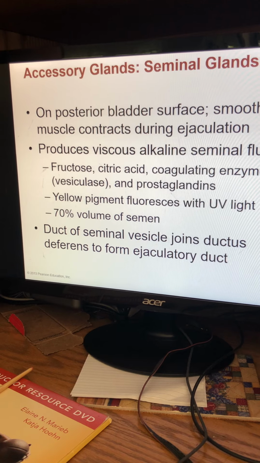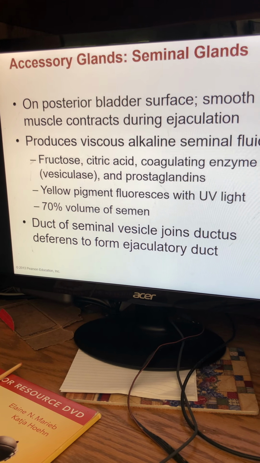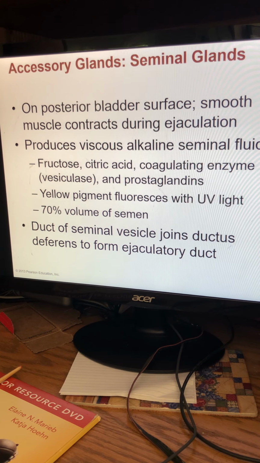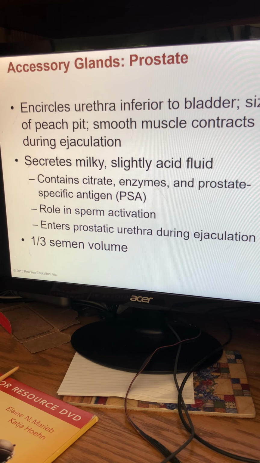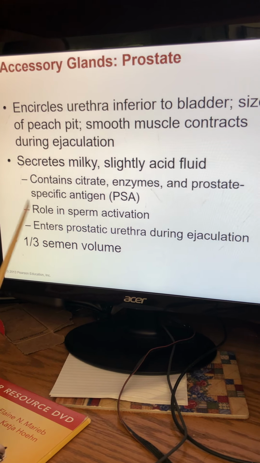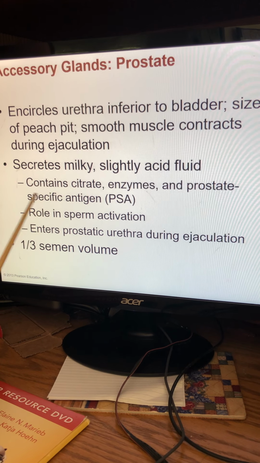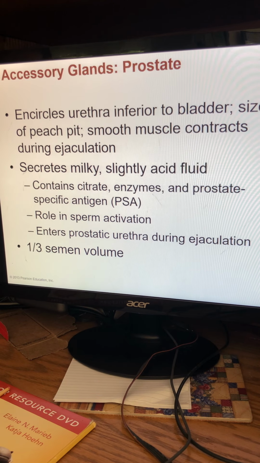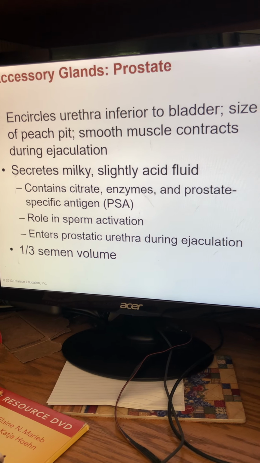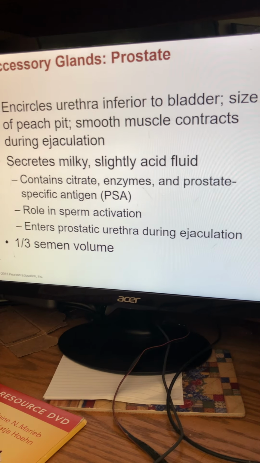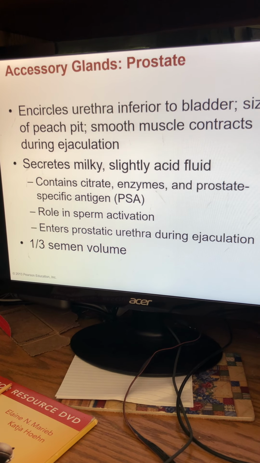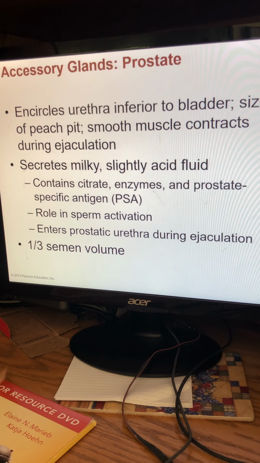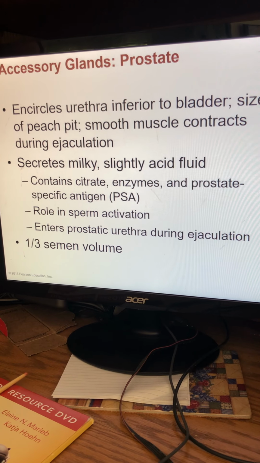Because it picks up the ultraviolet light. So that's the seminal glands. That's most of the secretions that will come out in semen. The prostate is also going to secrete a milky, slightly acidic fluid. In it is going to have something called the PSA. And for males, you usually want to get your PSA levels checked to make sure you're not having a problem with your prostate. In addition to that, during ejaculation it plays a role in sperm activation.